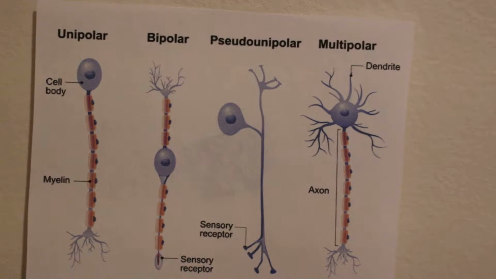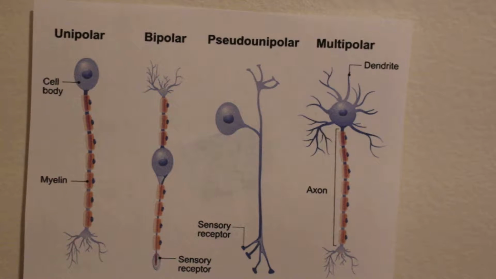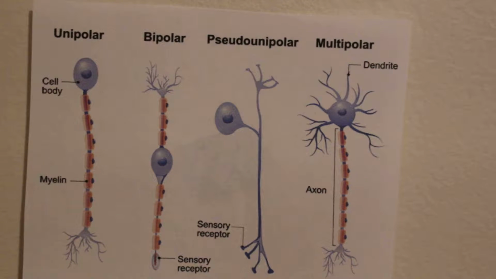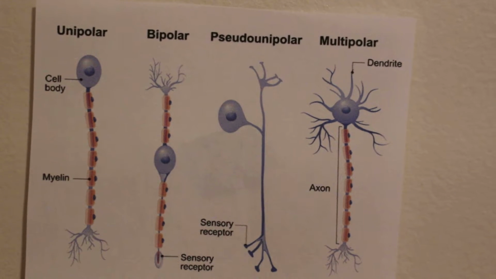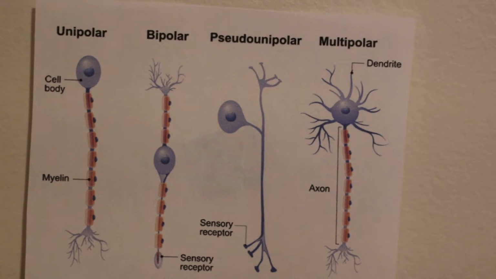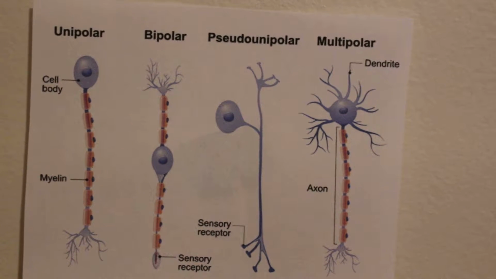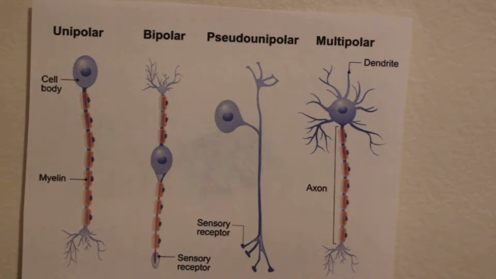So there are functional classes. There are sensory neurons that convey information from the body to the central nervous system. There are interneurons, which convey sensory information from one neuron to another within the central nervous system. There are efferent neurons, which convey information from the CNS to effector organs. And then there are motor neurons, which are effector neurons.